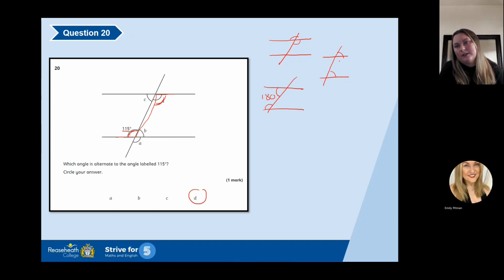If you then wanted to work out this angle, you could do angles on a straight line that add up to 180. So you just do 180 minus this angle, which would then also give you that angle and that angle. You could then use vertically opposite to work out this one, or angles on a point. So once you know a few of them, you can work out the rest. Hopefully that makes sense, but it's worth just looking at a few and getting your head around it for some extra marks.